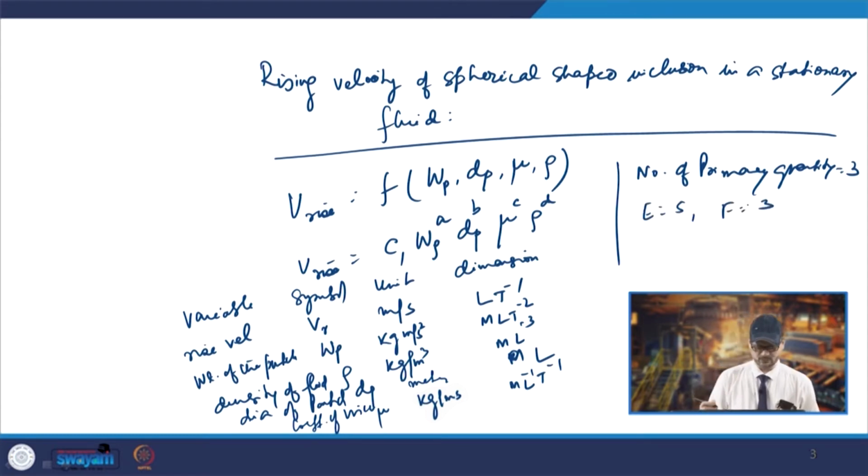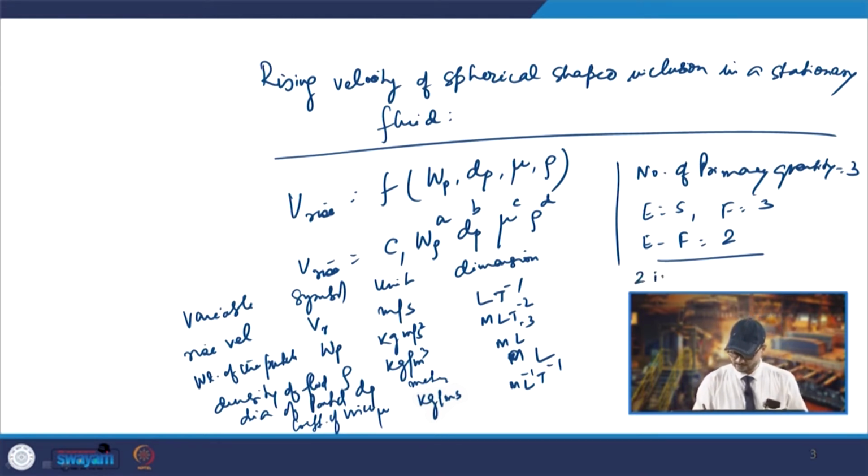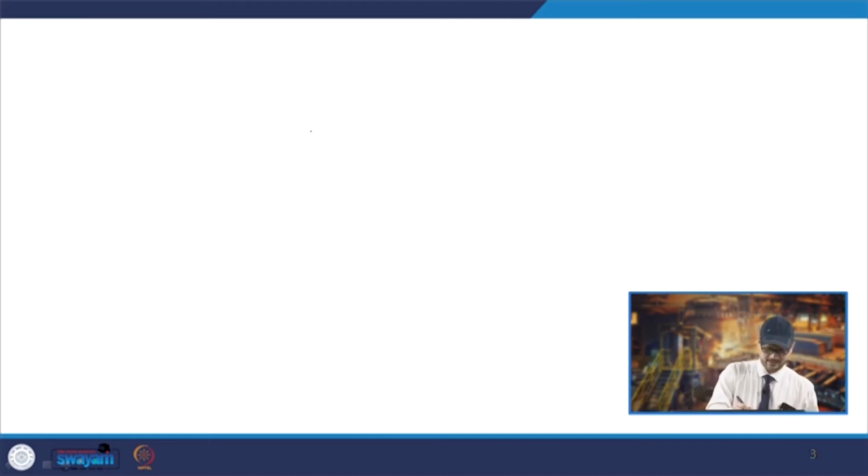So, in that case, if you go for E minus F, E minus F will be 2. So, you will have two independent pi groups that you can form, and that will be required for the representation in the dimensionless form. So, you can write that f prime of pi 1, pi 2 will be equal to 0.